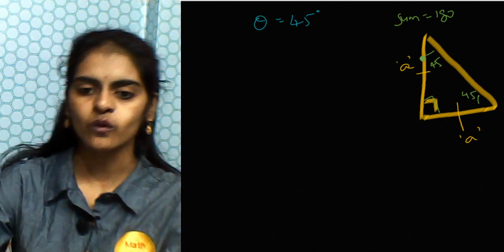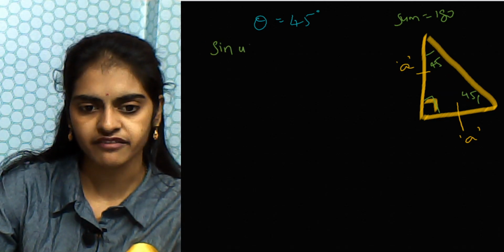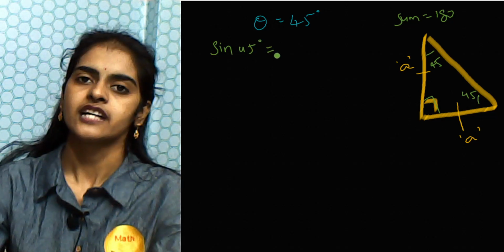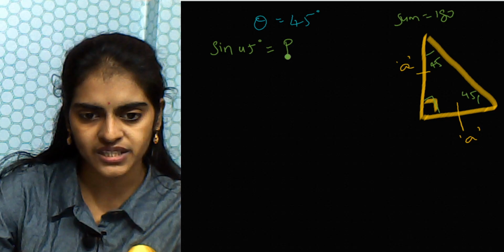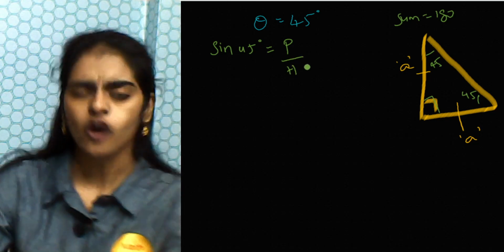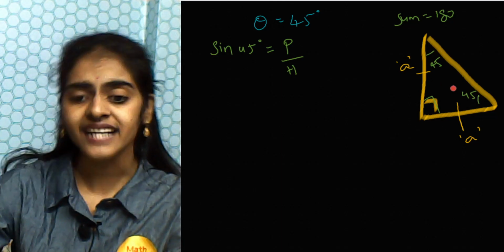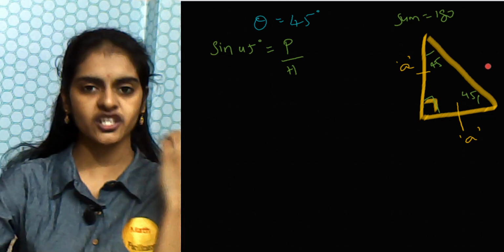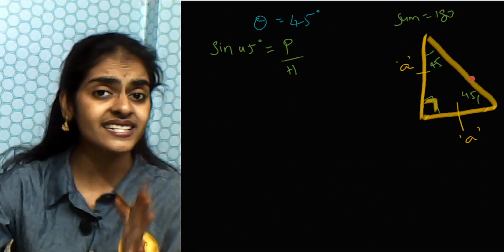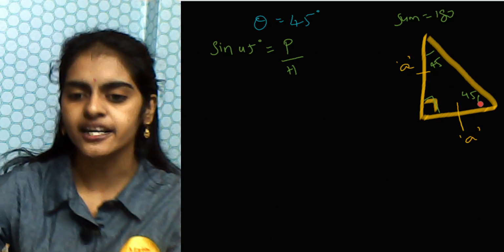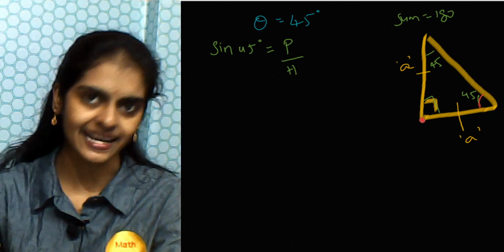Now let me find out sine 45. What is sine 45? As we have learned in the previous class, sine is nothing but opposite side by hypotenuse, or you can also call it perpendicular by hypotenuse. And I discussed on what basis we call a particular side the perpendicular. With reference to a particular angle, we call a particular side the perpendicular.